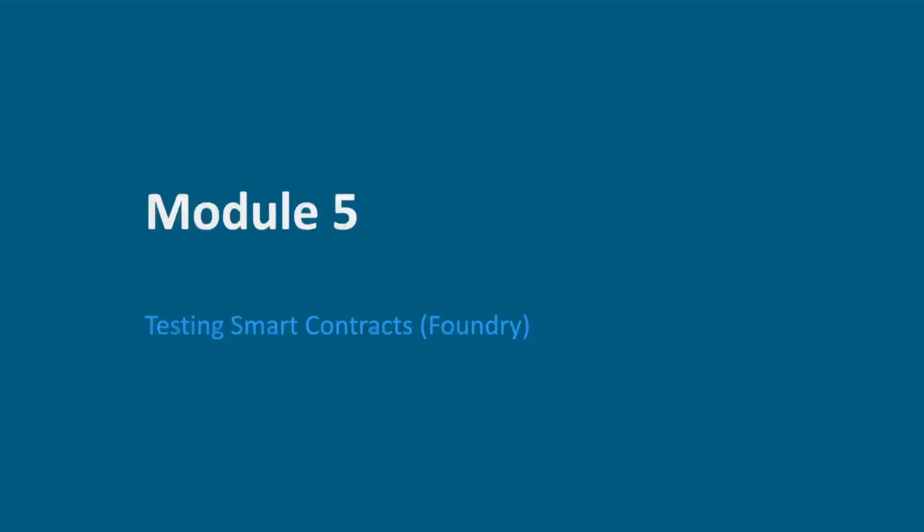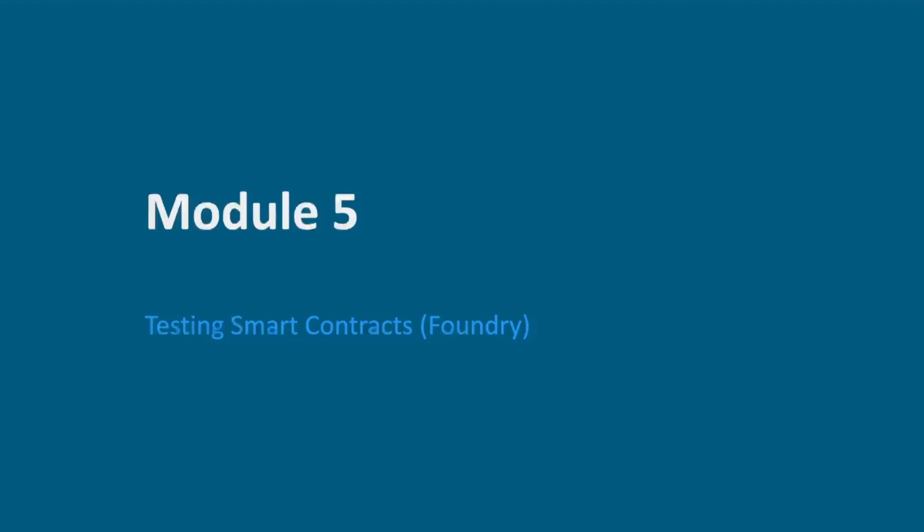Welcome to Module 5. This might be the most important module of this entire course. We've learned how to write smart contracts. We've learned how to deploy them. But there's one thing that separates professional developers from amateurs. That's testing. Testing isn't optional. It isn't nice to have. In smart contracts, testing is insurance against catastrophic failure. By the end of this module, you'll understand why, and you'll know how to write the tests that prevent disasters.